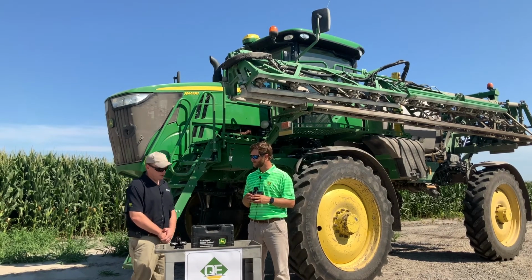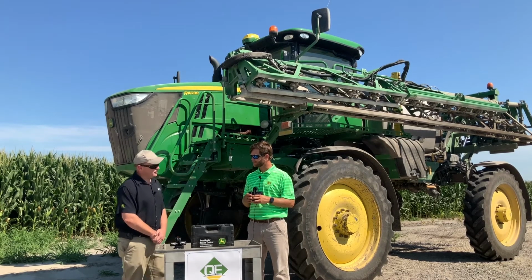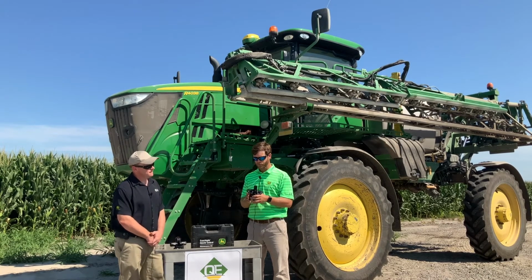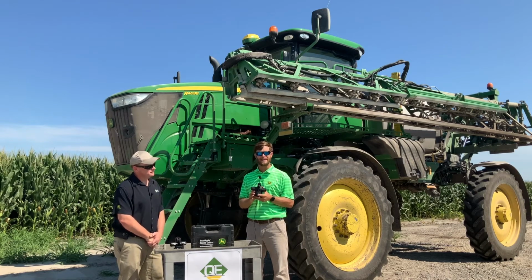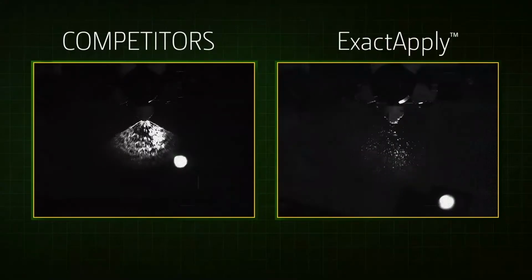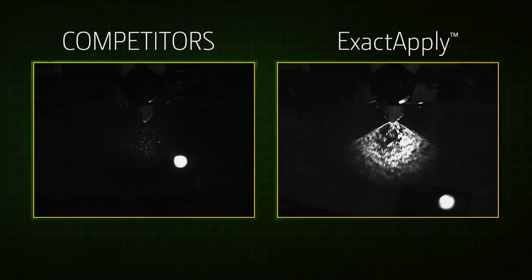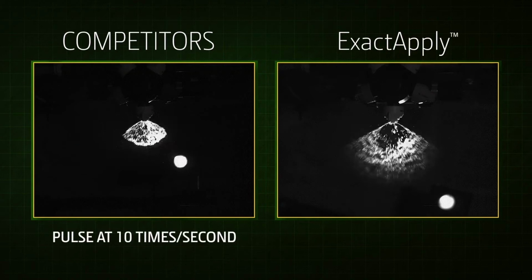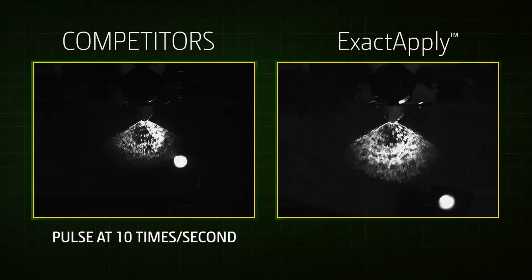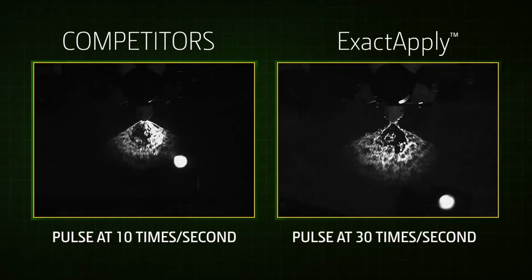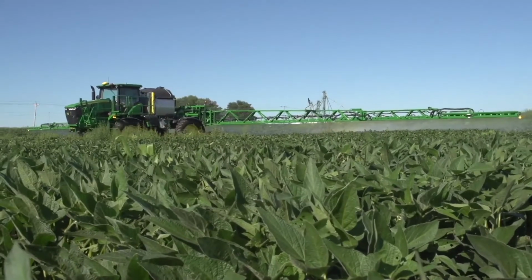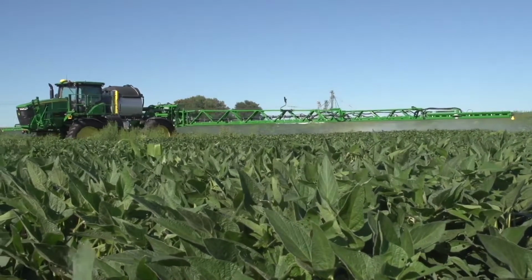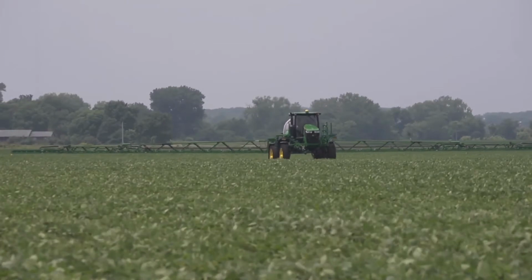So Jared, you mentioned pulse width modulation. Tell us a little bit about what that is. So pulse width modulation on this particular technology is how many times the plunger inside the system is pulsing. ExactApply pulse width modulation utilizes 15 hertz per solenoid, giving us up to 30 hertz per second. This assists us with uniform application and improves spray efficacy when it comes to managing droplet size.